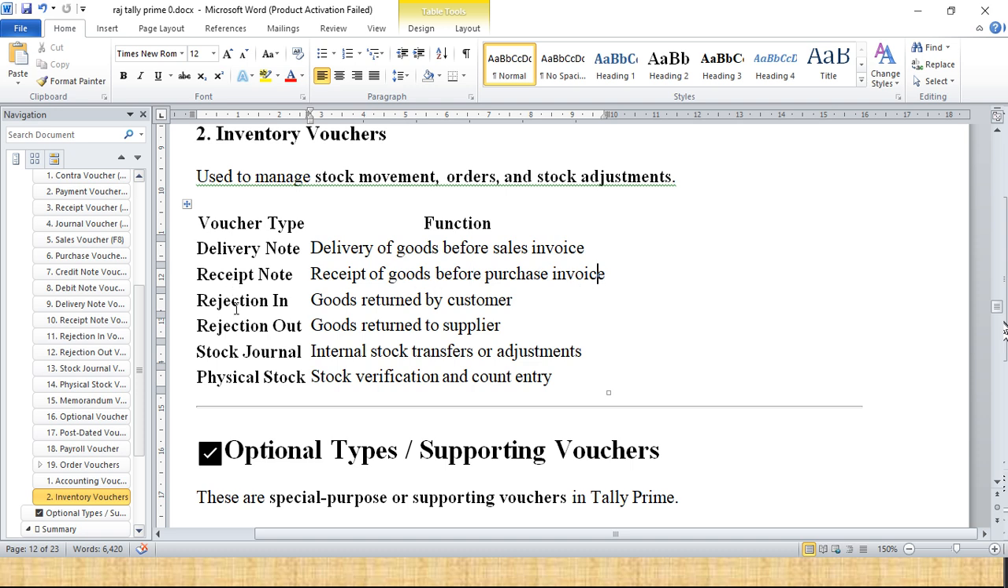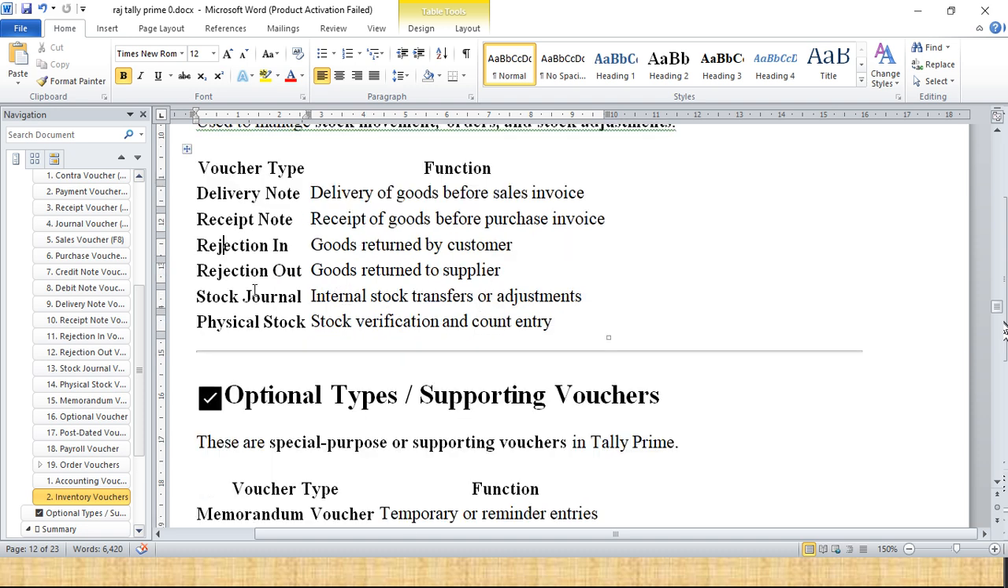Rejection in, goods returned by customer. If a customer returns any goods because they are defective or for some other reason, then it comes under rejection in. Rejection out, goods returned to supplier. Next, stock journal, internal stock transfer or adjustment. Stock journal is used for internal stock transfer or adjustment. Physical stock, stock verification and count entry.